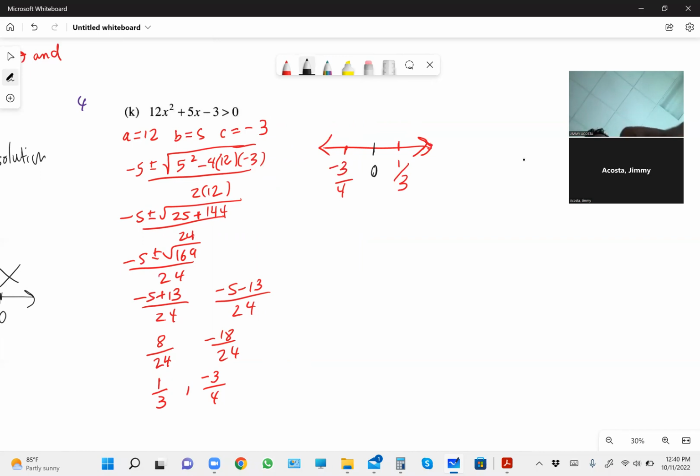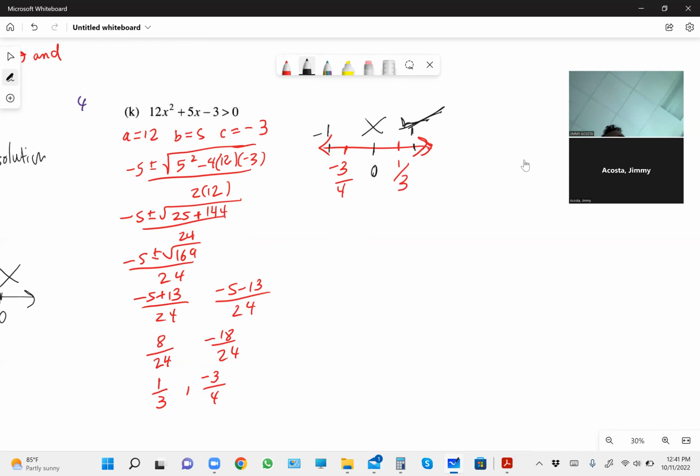So 0, we have 1, and we have -1. So let's test. 12 times 0 is 0 plus 0 is 0, and then minus 3 is -3. Is that greater than 0? No. Now, greater needs to end up being an OR. If the x squared is positive, written from left to right, we're good. So we're going to end up with an OR. 12 times 1 is 12 plus 5 is 17. 17 minus 3 is 14. Is 14 greater than 0? Yes. So this is good.